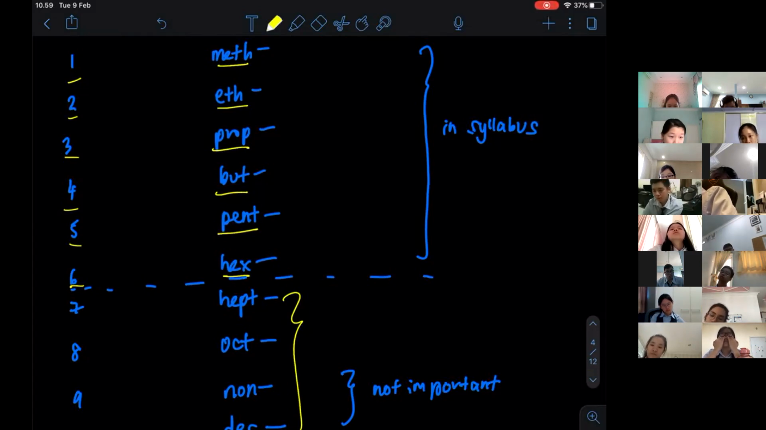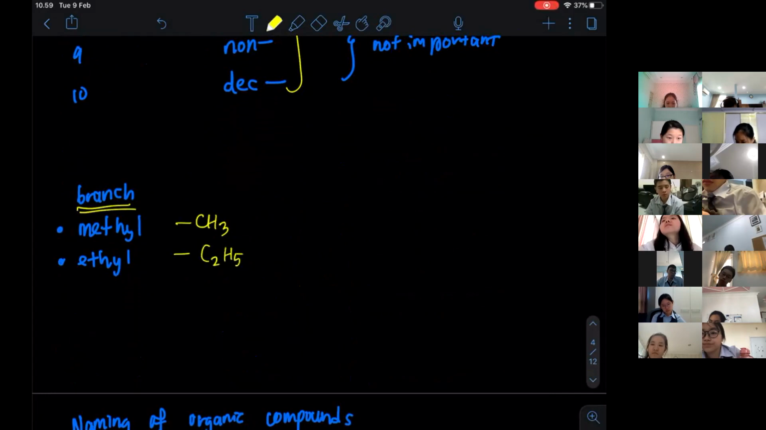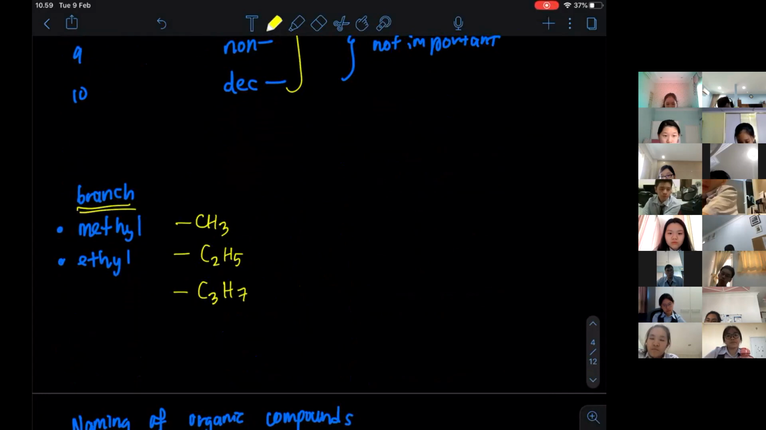This is very, very important. Please remember this. Now the branching. This one is what I told you, the alkyl groups. The branch can be in methyl form, CH3. It can be in C2H5 form, which is ethyl group. And earlier I mentioned propyl group. Propyl can be C3H7. I already mentioned to you how I came up with that 7.